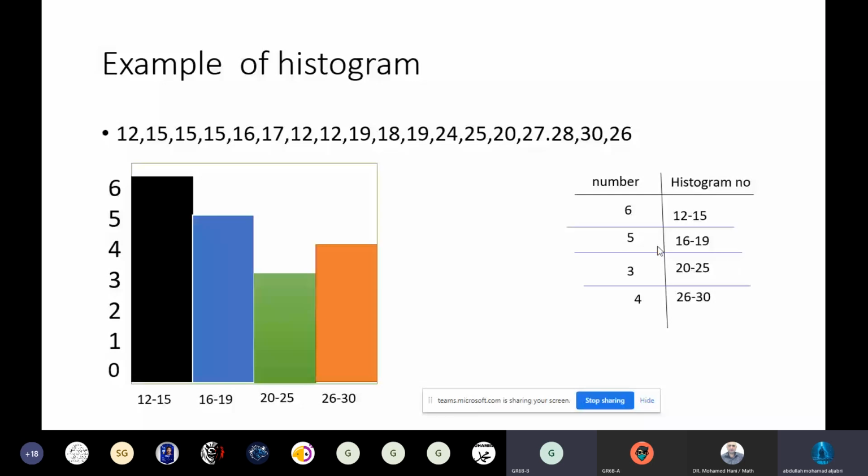So as we see, from 12 to 15 are 6 numbers. I put 6. From 16 to 19, 5 numbers. I put 5. From 20 to 25, and from 30 to 35, we put 3. And from 36 to 34, we put 4. Okay.